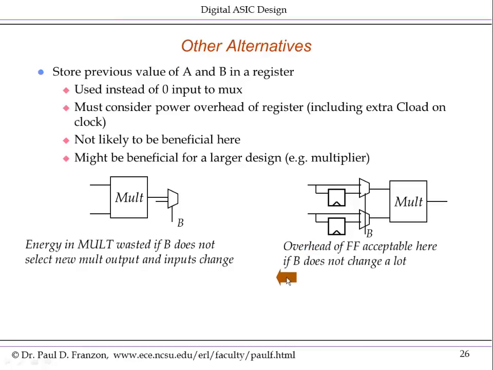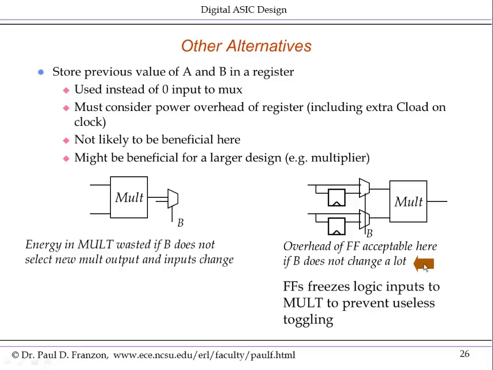So again, here's my commentary here. Remember in this example, the energy in the multiplier is wasted if B does not change. Switching the muxes to the inputs and providing this additional register to freeze the inputs when B is saying we don't want the result of the multiplier can save a lot of power compared with the version on the left. And again, what we're doing here is essentially freezing the logic in the multipliers to prevent useless toggling.